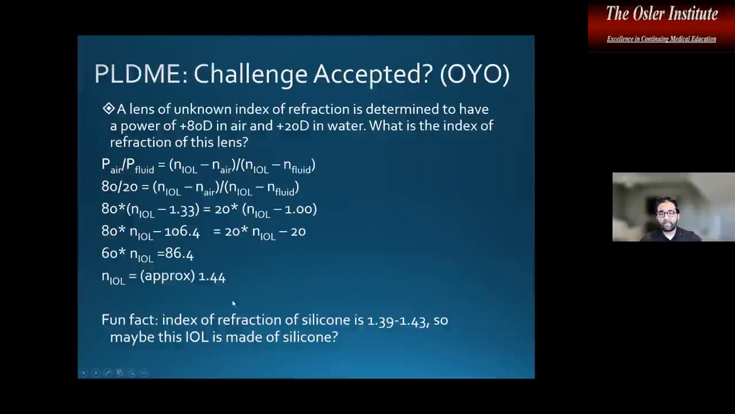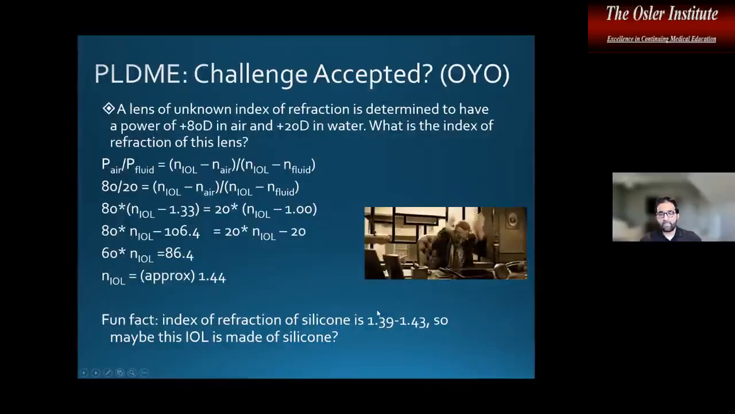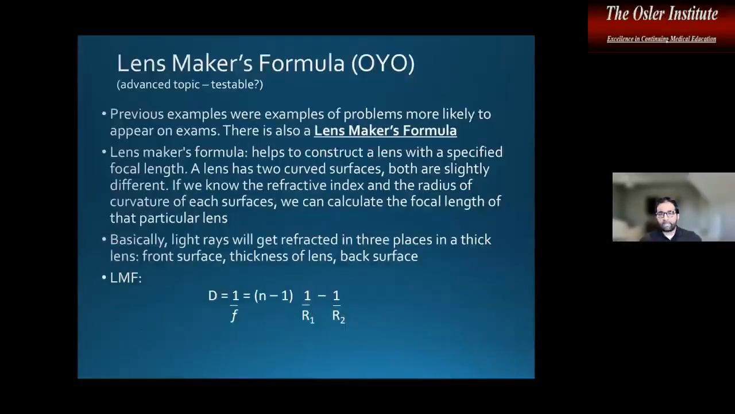If you do it right, this index of refraction will be about 1.44, so maybe this IOL is made of silicone. I won't worry too much about this because if you're trying to do the math, you may feel like this guy and just want to chuck your laptop outside the window, so please don't do that. The lens maker's formula, again, is going to be on your own.